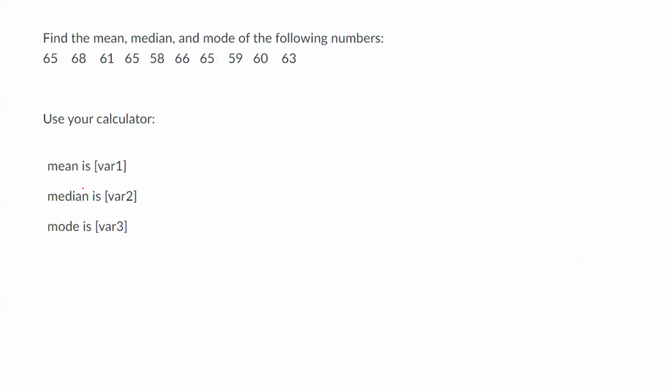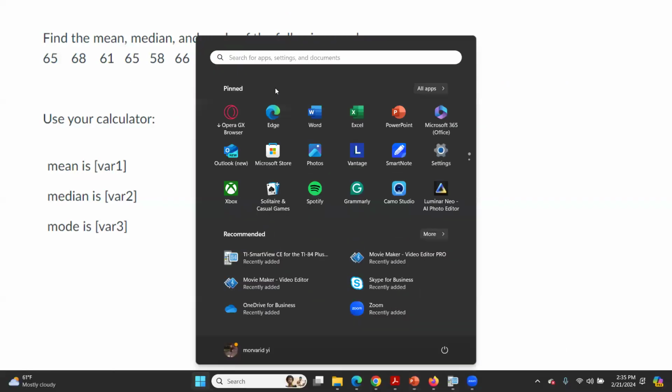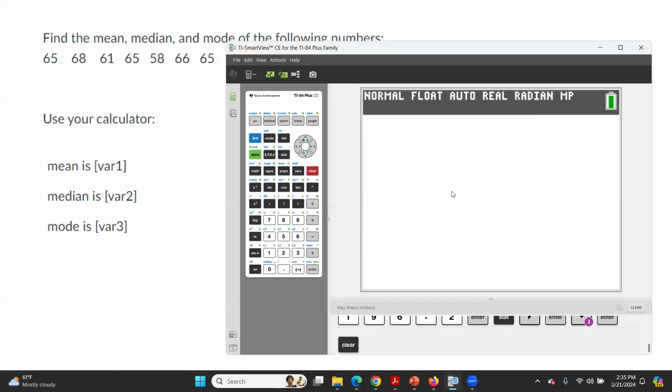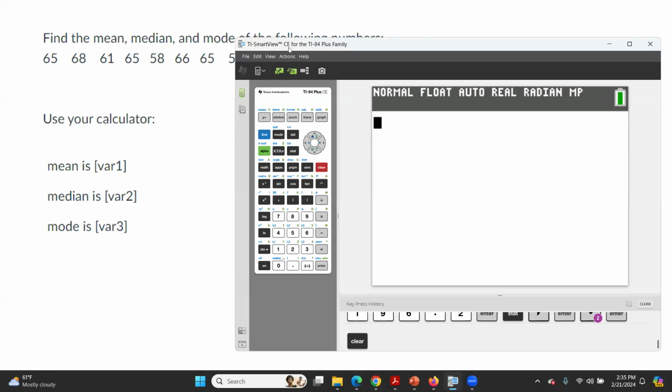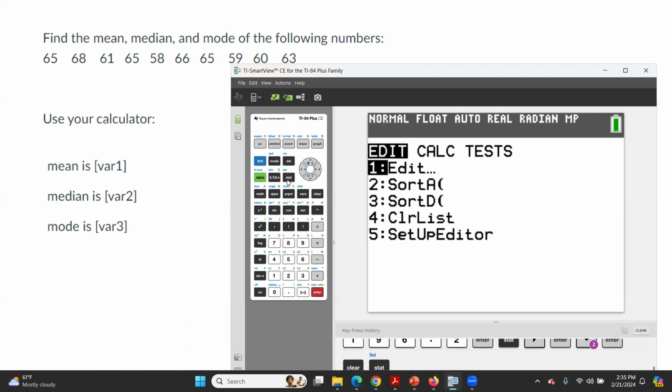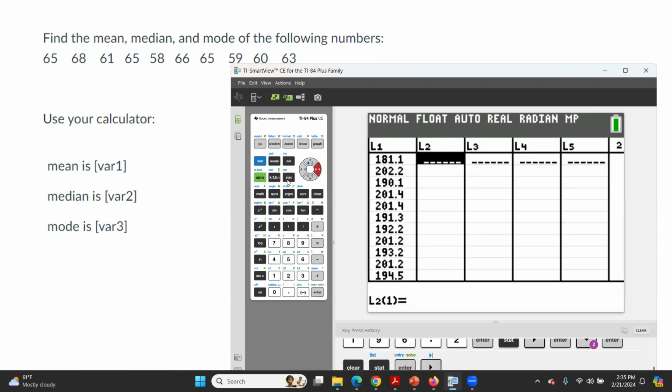Okay, next question. Find the mean, median, and mode of the following numbers. As usual, we're interested in using our calculator. This is a statistics class. You need to feel comfortable doing the computation using our calculator. So let's pull up the calculator and enter everything in L2. Go to Stat, Edit.